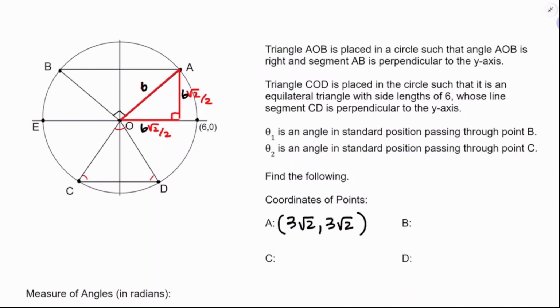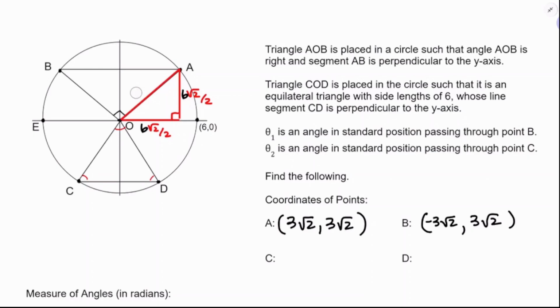Okay. For B, it's going to have the same y-coordinate, because you can just see that segment AB is perpendicular to the y-axis. So that means it's on a flat line, it's going to have the same y-coordinate. The x-coordinate is going to be the negative, by the symmetry of the diagram, or you could just think about putting that 45-45-90 triangle in the second quadrant. The exact same thing is going to happen. It's just going to return you a negative x value, so negative 3 times the square root of 2.